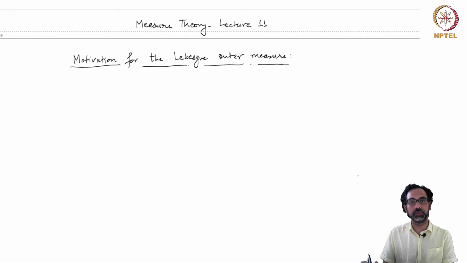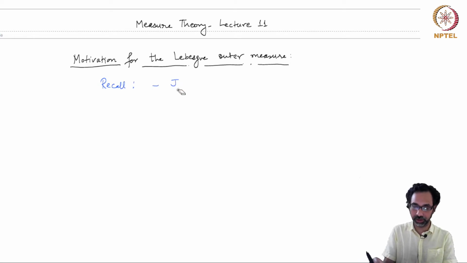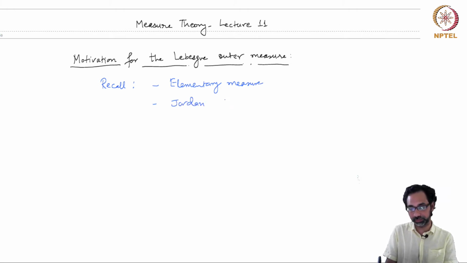Let's begin with some motivation for the Lebesgue outer measure. So let's recall that until now we have seen the concept of elementary measure, the Jordan measurable sets, and the Jordan measure. And its connection with the Riemann integral.